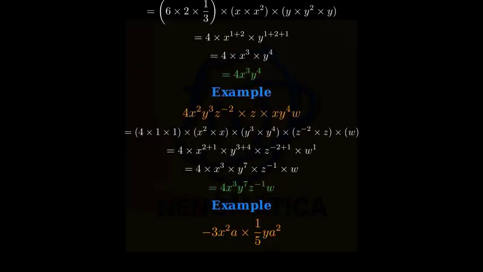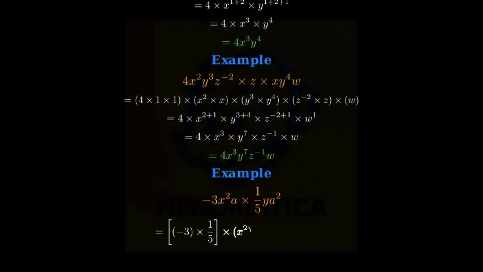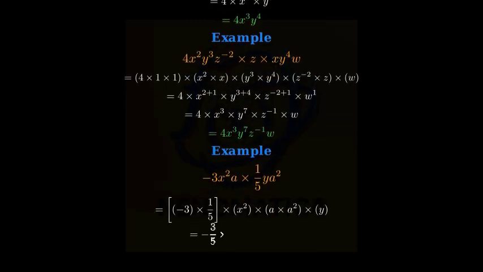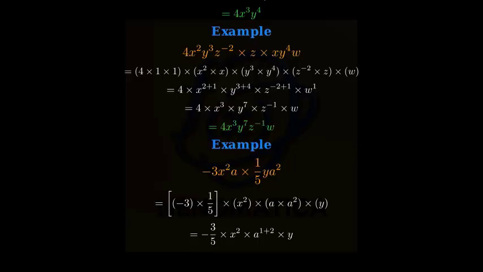We need to simplify negative 3x squared times 1/5 y a squared. First, we multiply the coefficients. Negative 3 times 1/5 equals negative 3/5. For the variables, we group them by type. For x, we only have x squared from the first term, so it remains x squared.